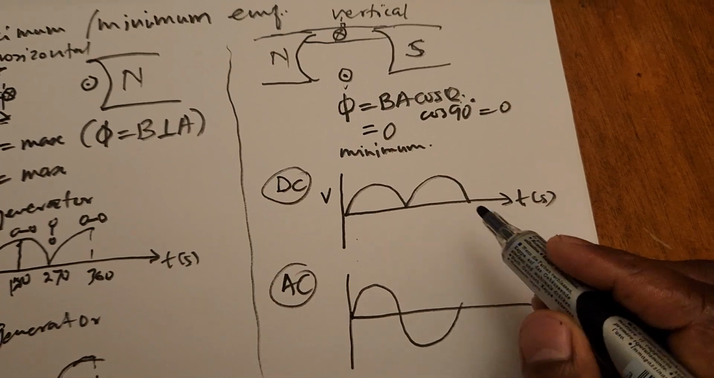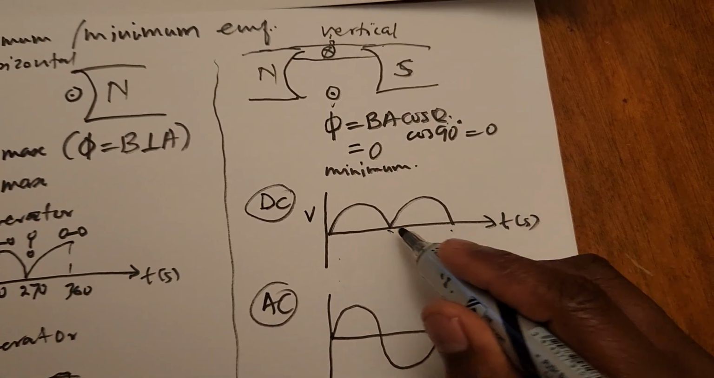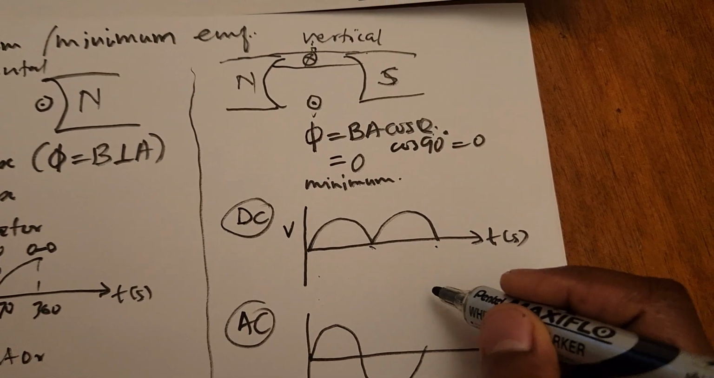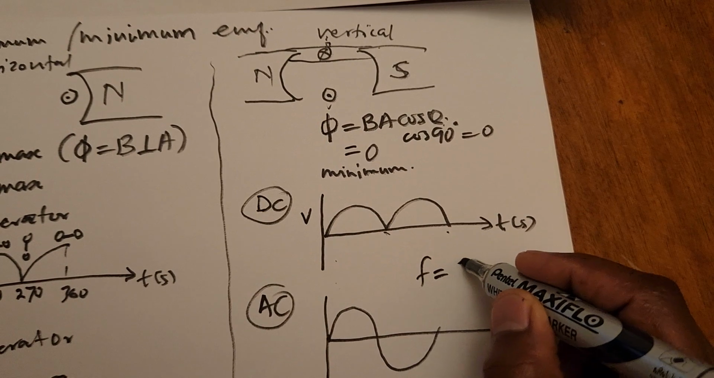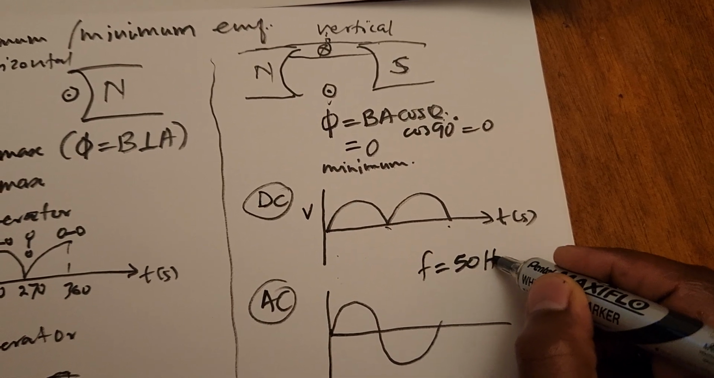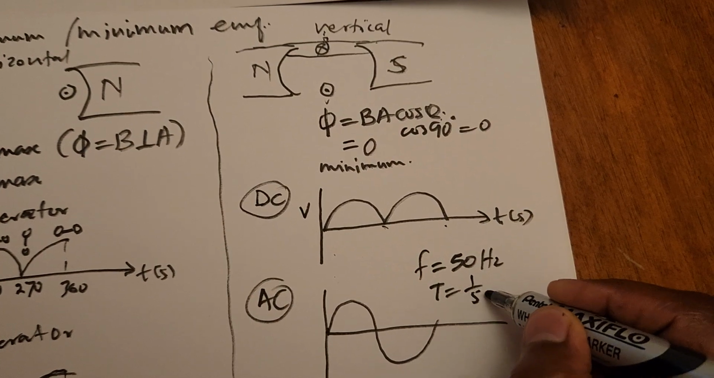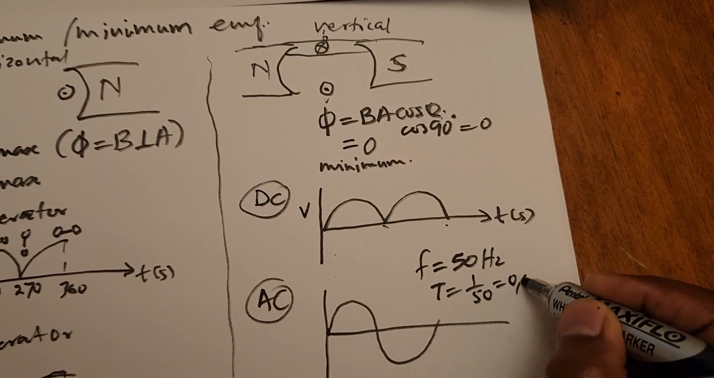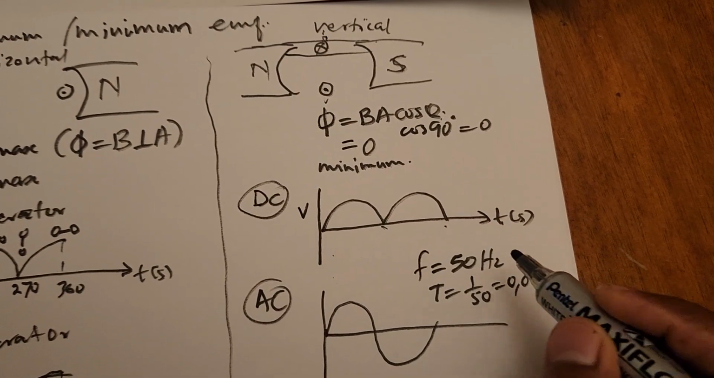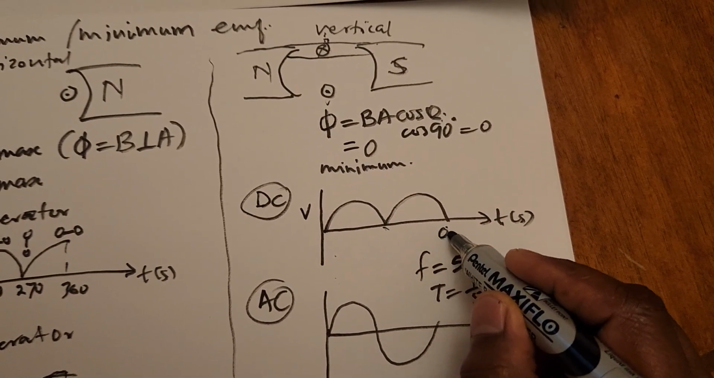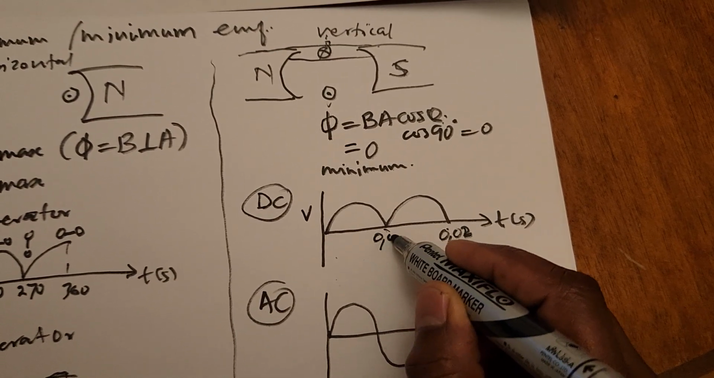In most cases, for the times here, if we don't use degrees, the times will be guided by the frequency. Let's say, for example, they say the frequency of the generator is 50 hertz. Therefore, if we calculate, the period becomes 1 over frequency, which is 0.02 seconds. Therefore, for the full cycle it will be 0.02, and then this will be 0.01.